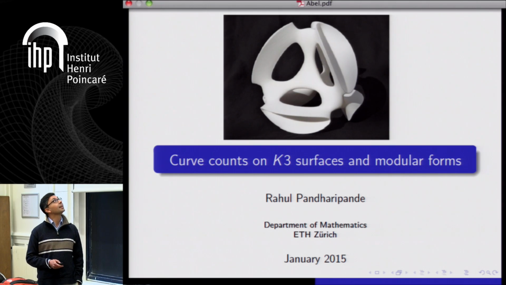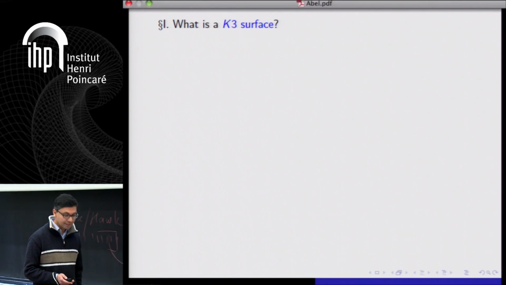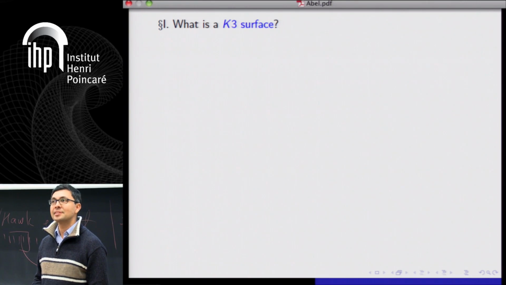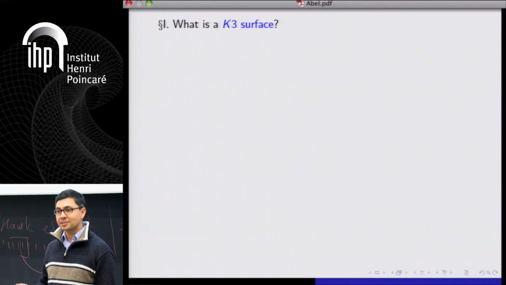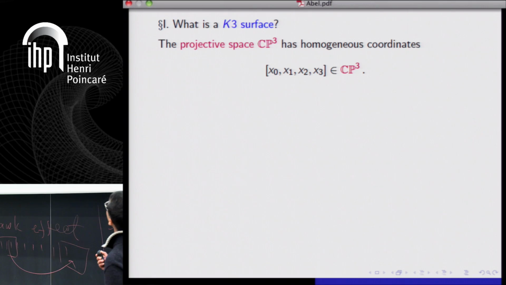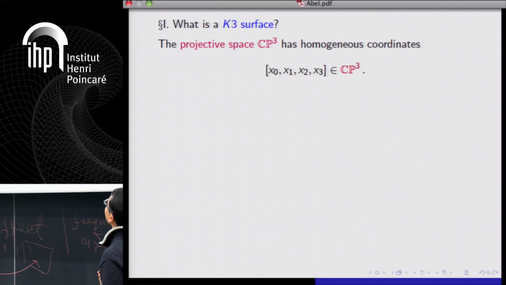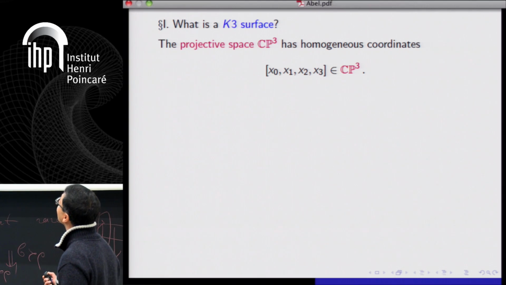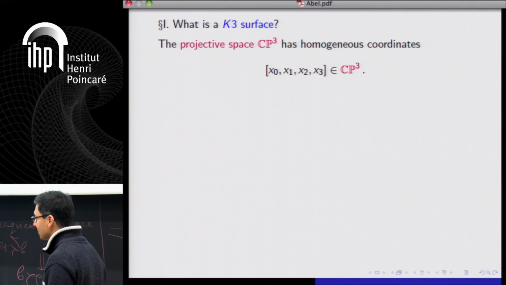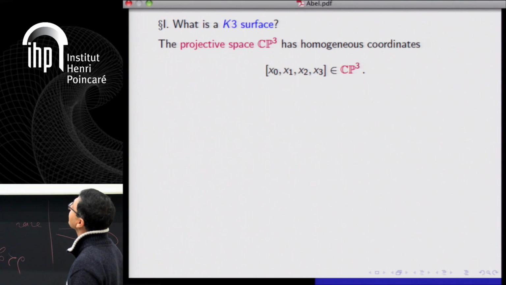So we start at the beginning here. What is a K3 surface? They can be introduced in a rather concrete way, which I will start with here. So we take projective space. There's projective space CP3, and we have these 4 projective coordinates. That's complex projective space. And the simplest approach to surfaces anyway is by writing an equation.